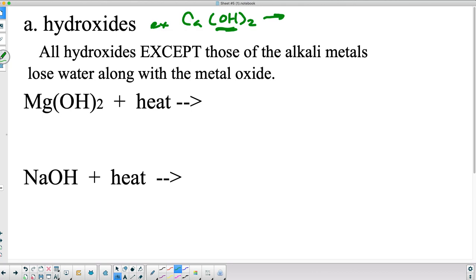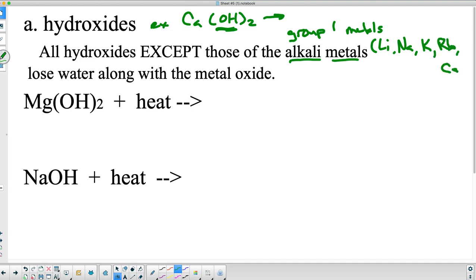Now, here's the rule for all hydroxides except those of alkali metals. What are alkali metals? Alkali metals are the group 1 metals. That means they are lithium, sodium, potassium, rubidium, cesium. Of course, francium is in there, but we never see francium. I think there's something like less than 1 gram of francium on the Earth. So it's very, very rare.